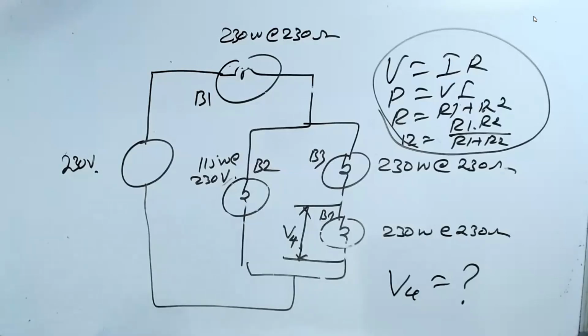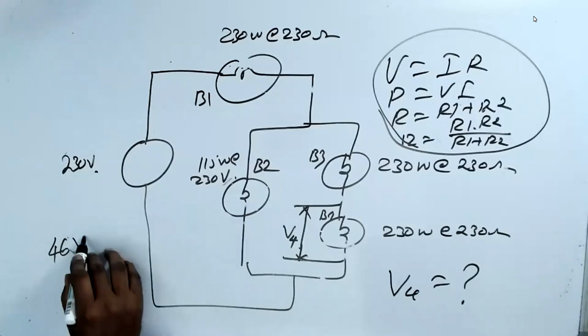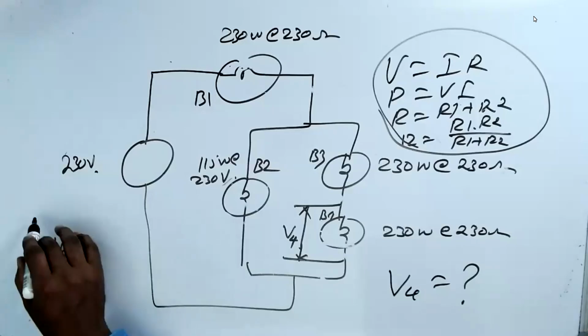46 volts. How did you get 46 volts? 230 volts. 230 volts.